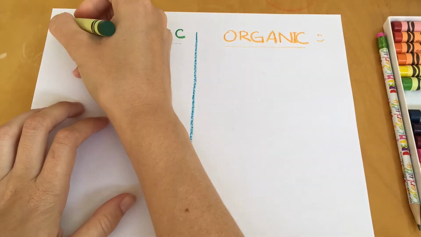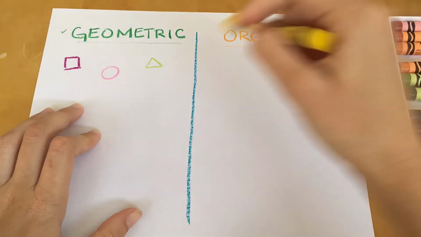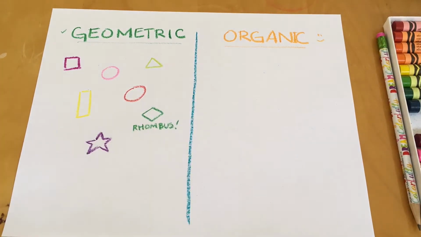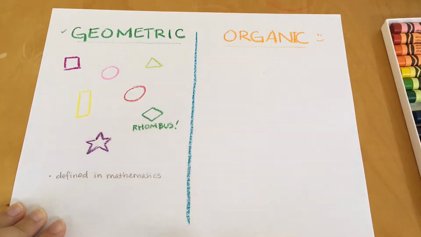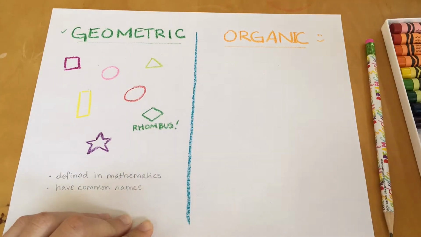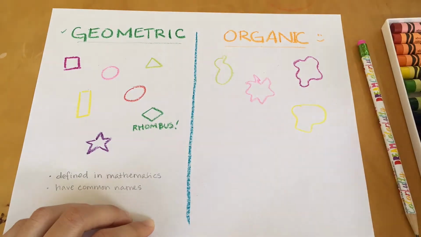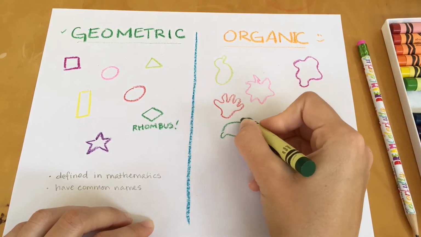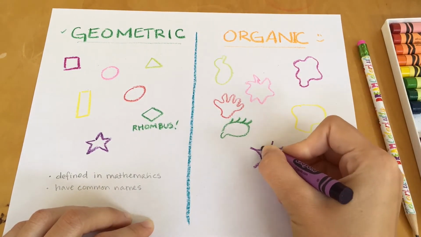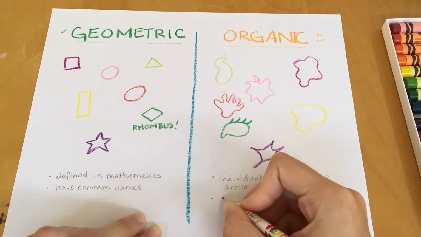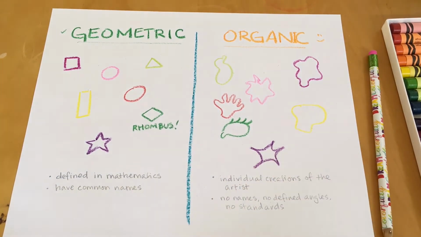Geometric shapes are what the name implies. These are triangles, circles, squares, shapes that are defined in mathematics and have common names, whereas organic shapes are any other shapes that you might find in a work of art with any type of line, any type of closure. These are shapes that are individual creations of the artist and have no names, no defined angles, and no standards for how they should look.